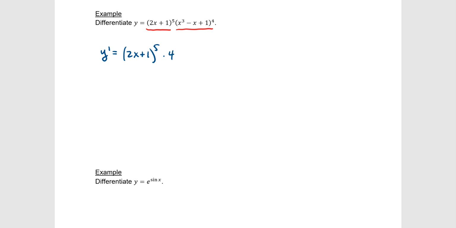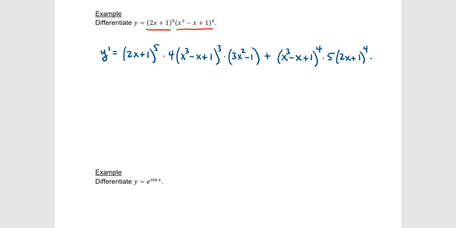So it's going to be 4, leave the inside alone, times the derivative of the inside. The derivative of x cubed minus x plus 1 is 3x squared minus 1. So that whole thing was first times the derivative of the second, plus the second times the derivative of the first. The derivative of the first one is derivative of the outside, leave the inside alone, times the derivative of the inside. So the derivative of 2x plus 1 is 2. Okay, so now we have to simplify this a little bit.